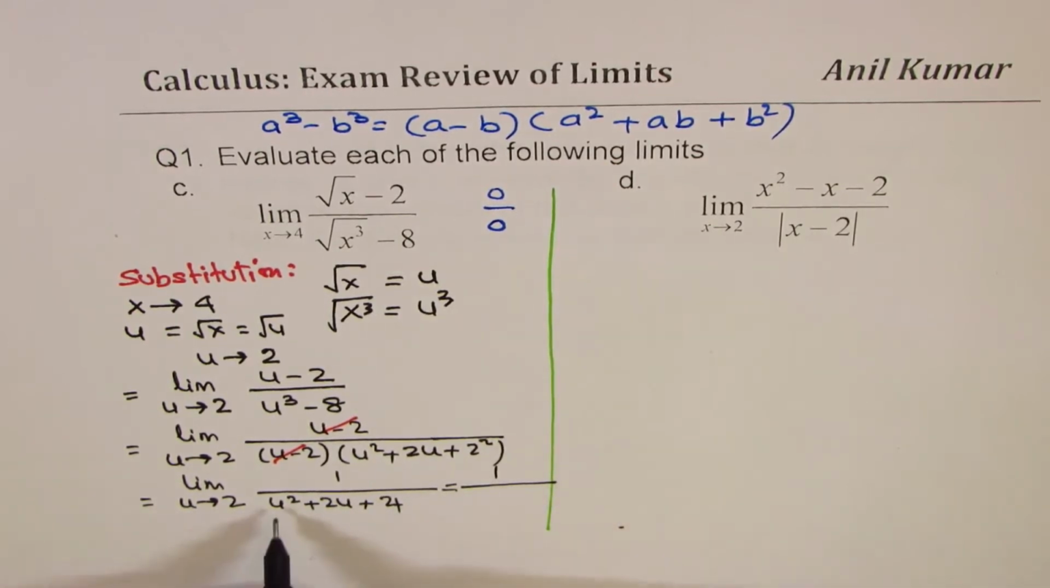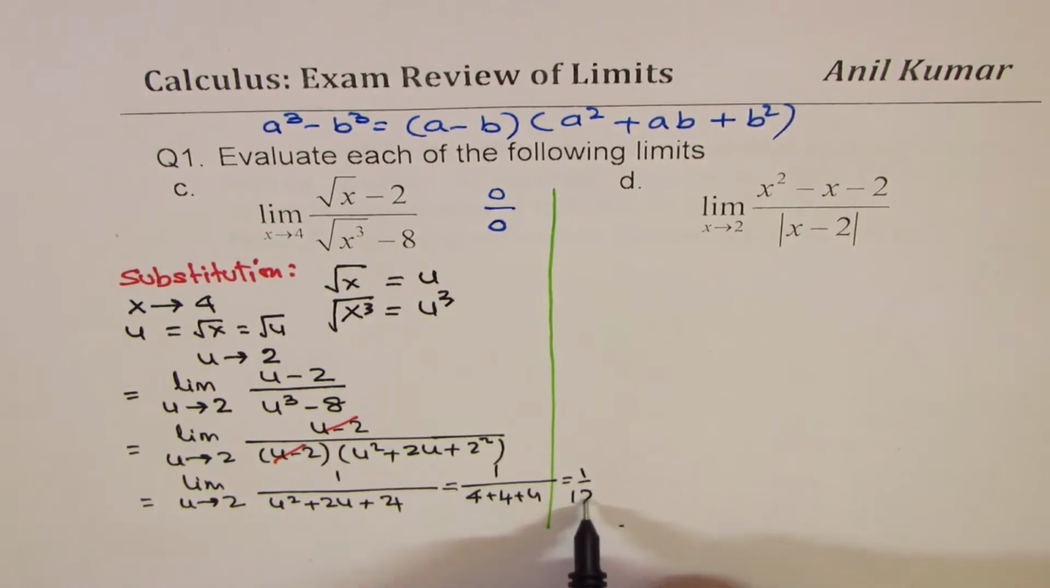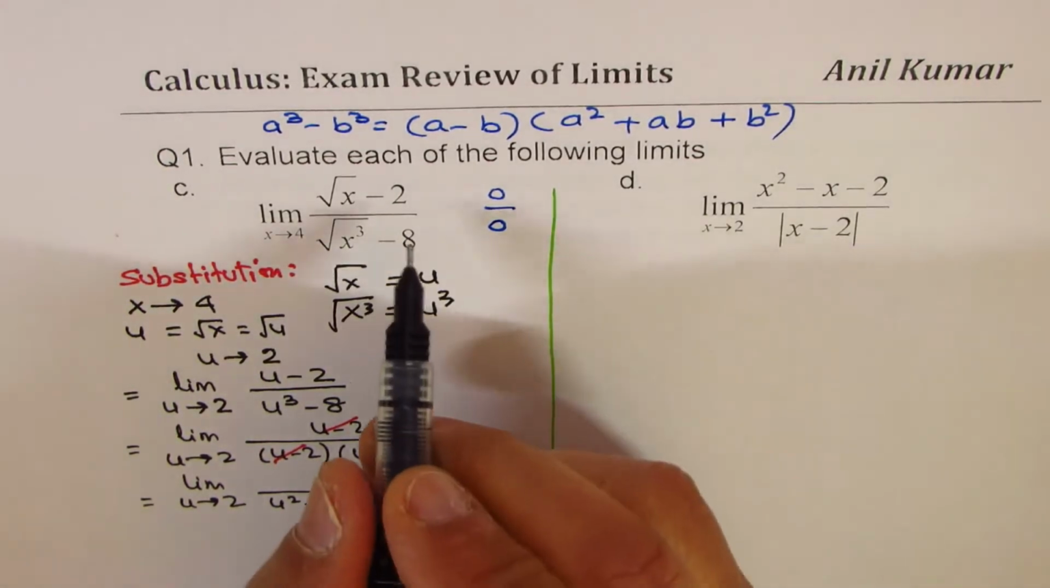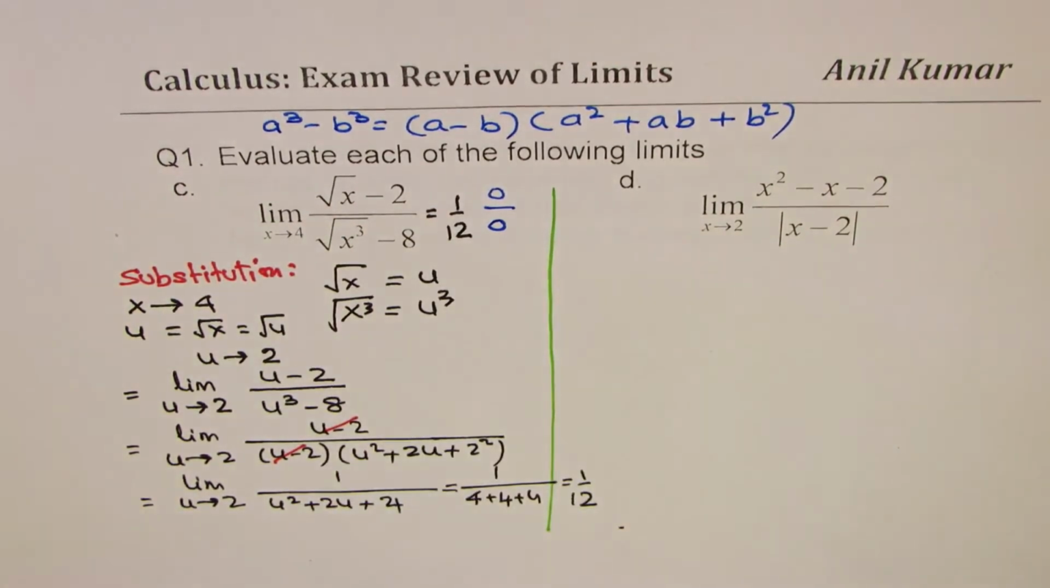So we get 1 over 2 squared is 4, 2 times 2 is also 4, and we already have 4 here, and our answer is 1 over 12, right? So the limit of this is indeed equal to 1 over 12, correct? That is how we are going to answer.